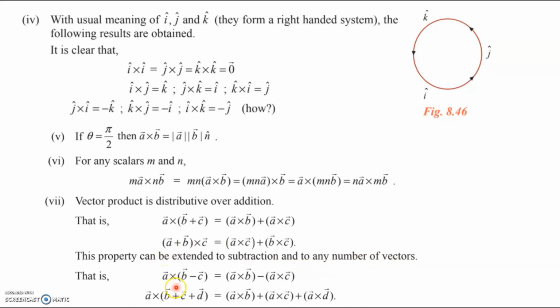That is, a cross product with b minus c is equal to a cross product with b minus a cross product with c. Similarly, if you have three vectors b, c and d, then a cross product with b plus c plus d would be equal to a cross product with b plus a cross product with c plus a cross product with d.